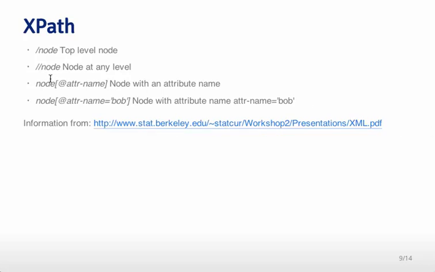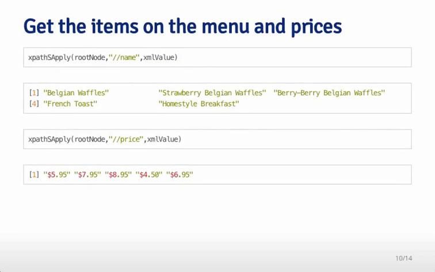The first thing you're going to look at is the top level node of each element, which you get with a / node. The node at any level is // node. And then you can extract specific nodes with specific attributes, and we'll talk about how to do that over the next couple of slides. The first thing you'll want to be able to do is get the items on the menu and their prices. To do that, we're again going to use this XPath sapply, but now we're going to be a little more targeted about which data we're extracting.